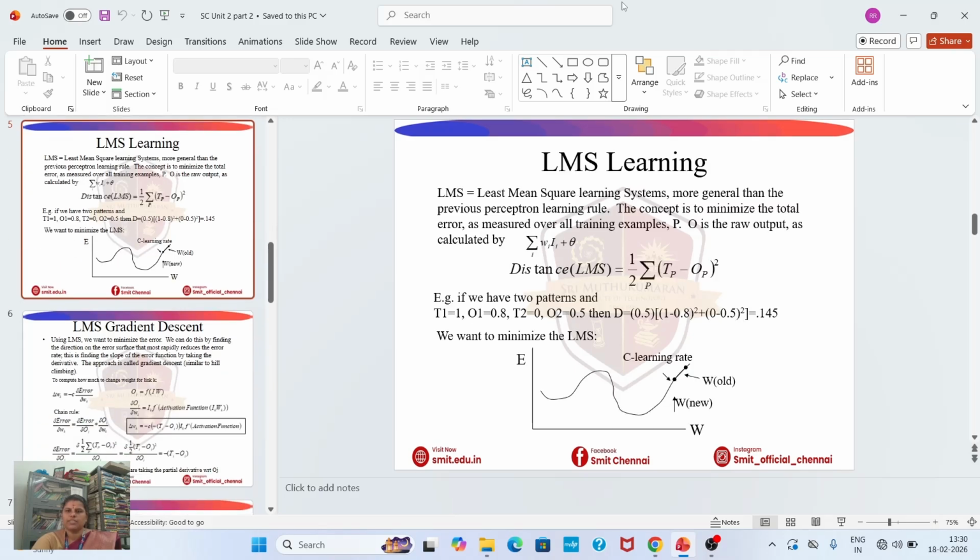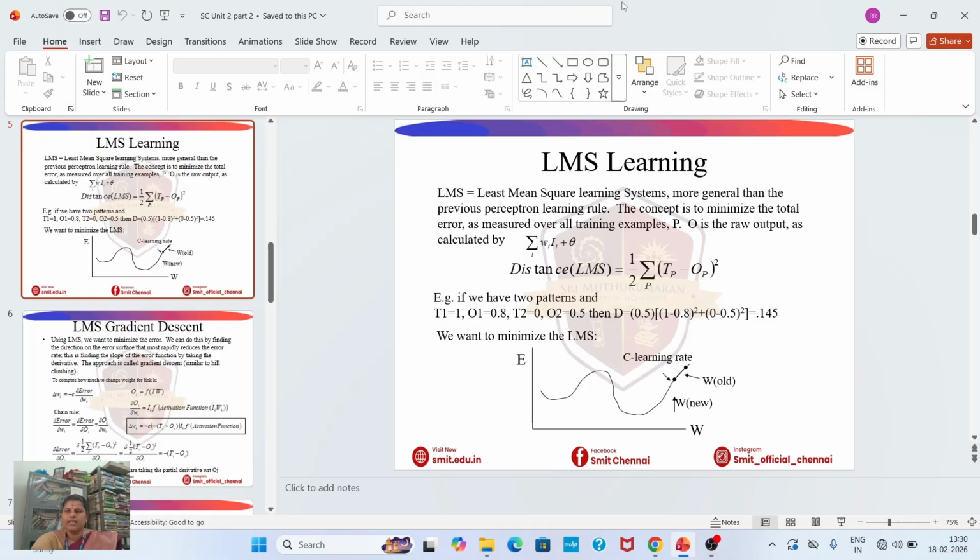So the next one is LMS learning. What is LMS? LMS means least mean square learning. It's a learning rule used to train neural networks, to minimize the error between target output T and actual output O. The neuron first calculates the raw output O equal to the sum of wi xi plus theta, where wi is the weight, xi is the input, theta is the bias, and O is the output.